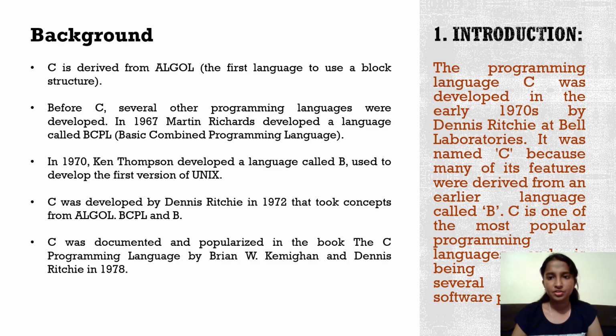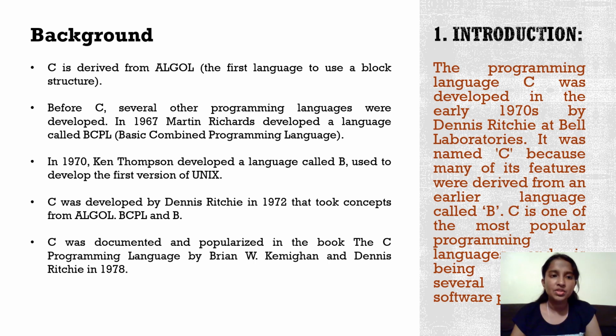Today the topic is Introduction to C Programming Language, where we'll be learning about the C programming language. So the introduction part. The programming language C was developed in the early 1970s by Dennis Ritchie at Bell Laboratories. It was named C because many of its features were derived from an earlier language called B. C is one of the most popular programming languages and is used on several different software platforms.